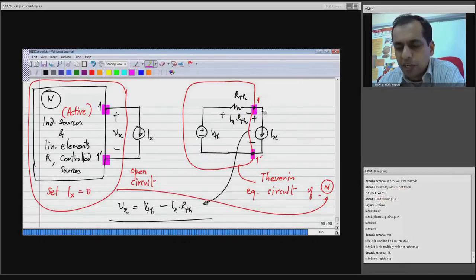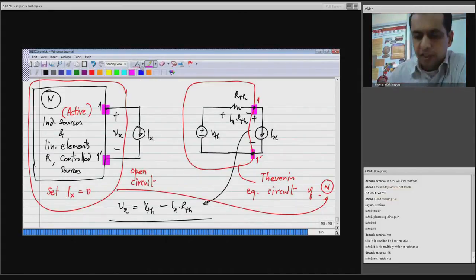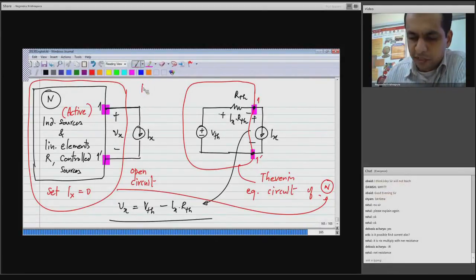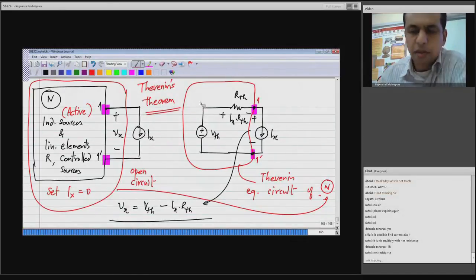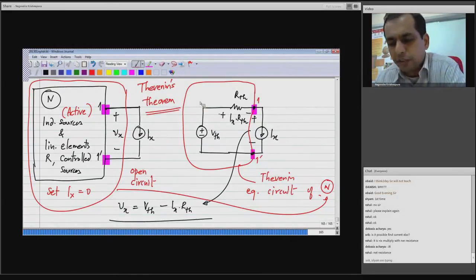But once this is done, as far as the terminals 1, 1 prime are concerned, this very simple representation and whatever stuff you have inside this are completely equivalent. And the idea that any circuit can be reduced to this is known as Thevenin's theorem. Okay, so any questions about this?